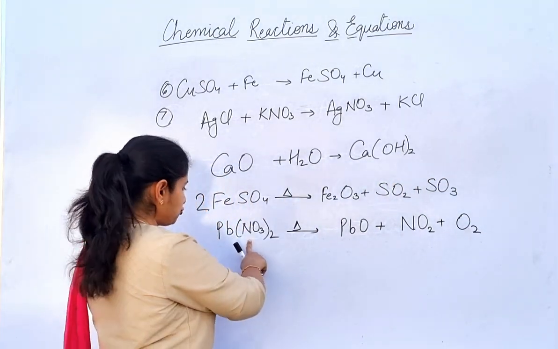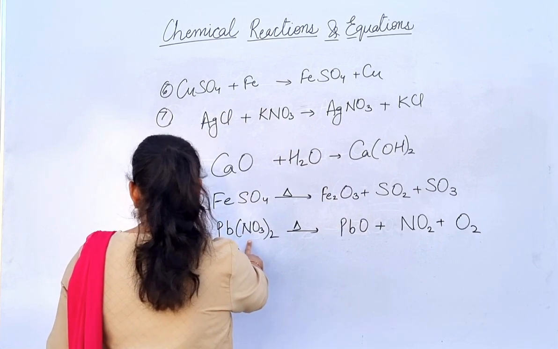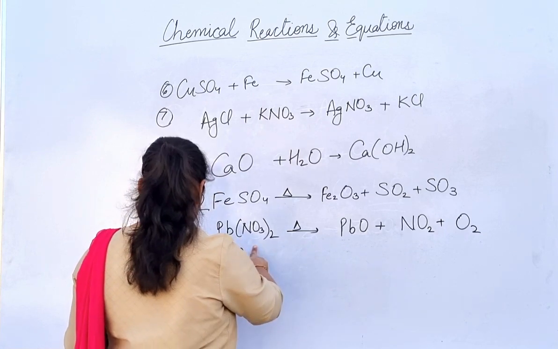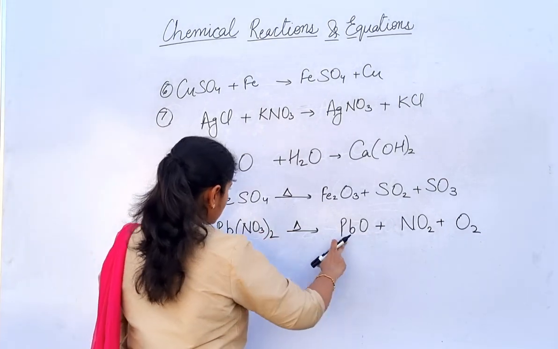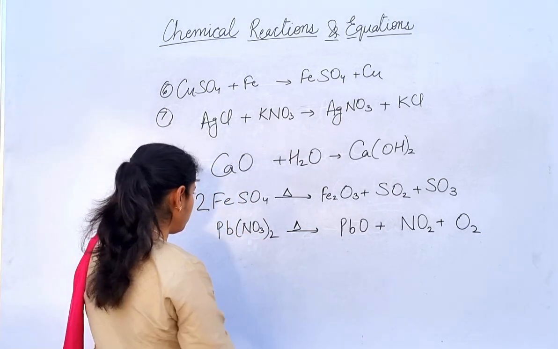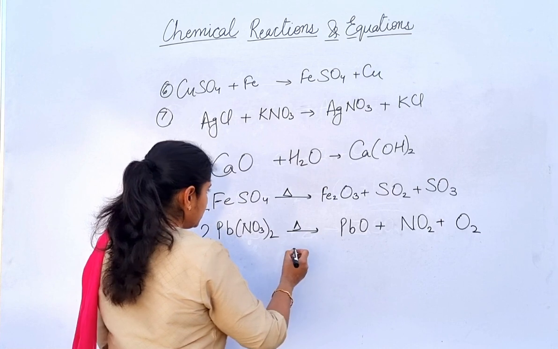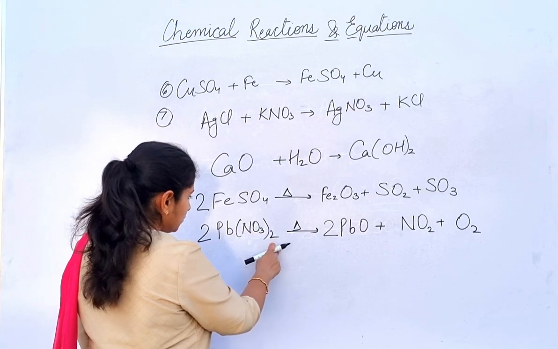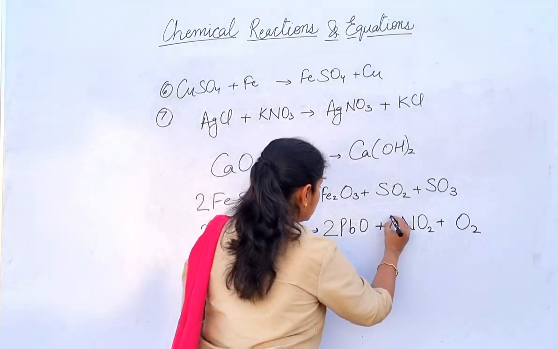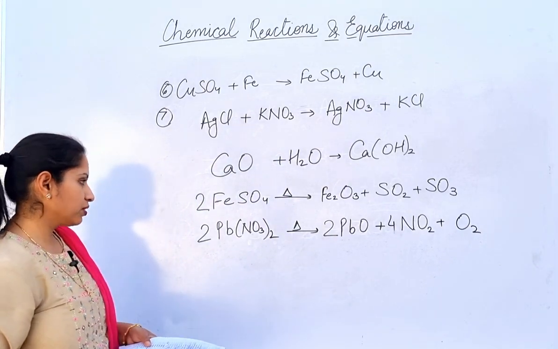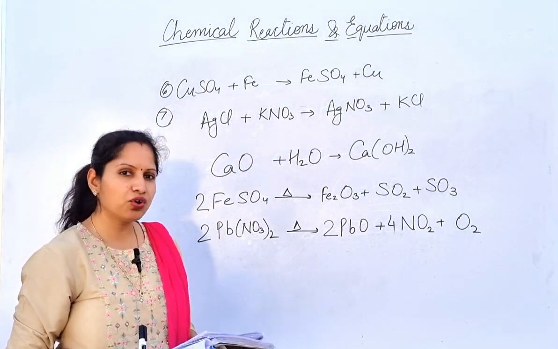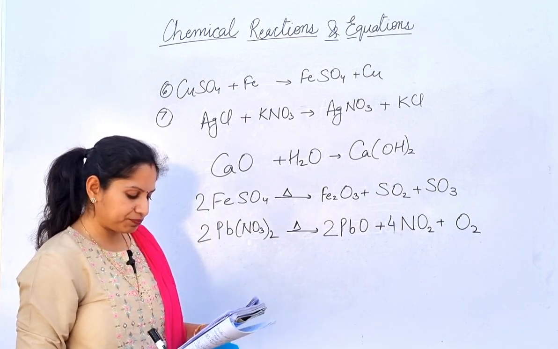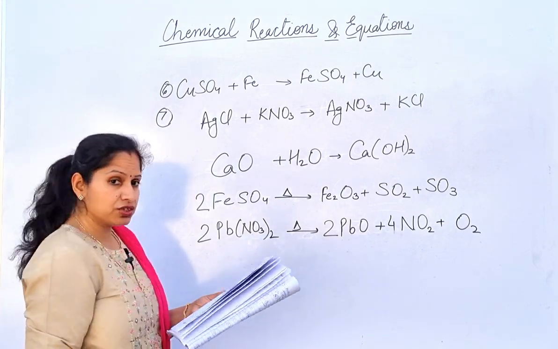Here we have 2 nitrogen atoms, so we need to balance that. If we just do that, then here it's balanced with 2, but then the oxygen won't be balanced, so we have to multiply it with 2. Here also we'll have 2 lead oxides, and nitrogen is now 4 and 2 times 2 is 4, so it's 4NO2. So this is a balanced equation for thermal decomposition of lead nitrate. Fine, remember this reaction.